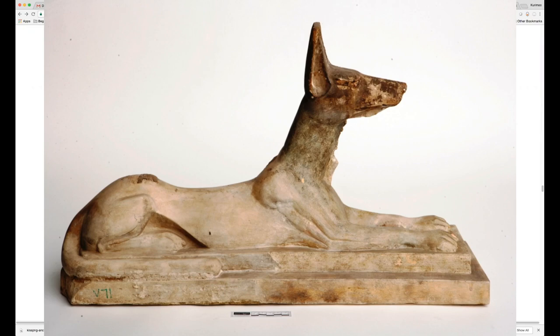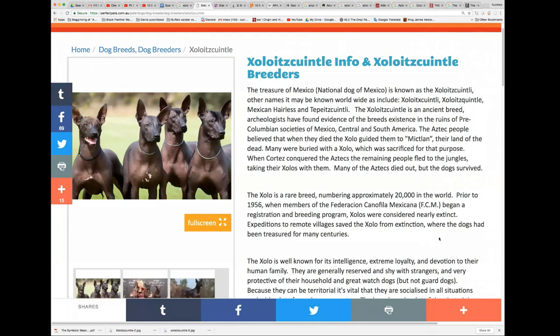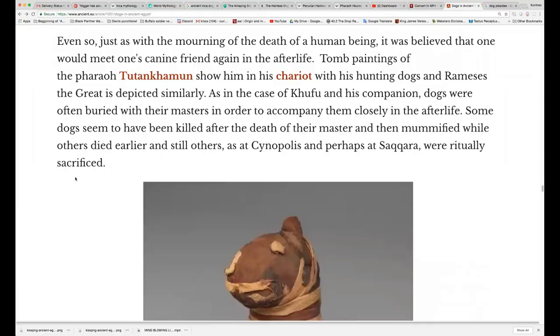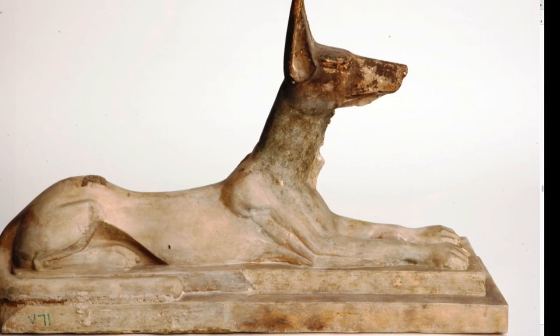The Aztec people believed that when they died, the Xolo guided them to Mictlan, their land of the dead. Many were buried with a Xolo. Dogs appear in underworld scenes painted on Maya pottery, dating to the classic period and even earlier, in the pre-classic. Tomb paintings of the pharaoh Tutankhamun show him in his chariot with his hunting dogs, and Ramesses the Great is depicted similarly. As in the case of Khufu and his companion, dogs were often buried with their masters in order to accompany them closely in the afterlife.